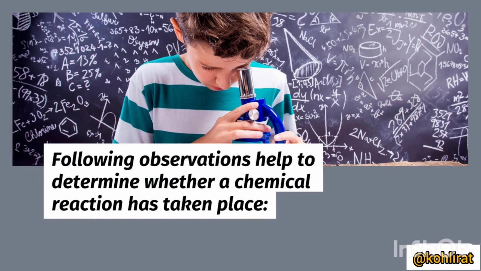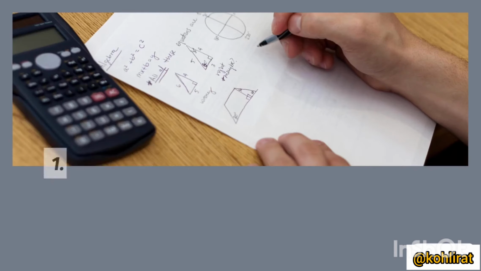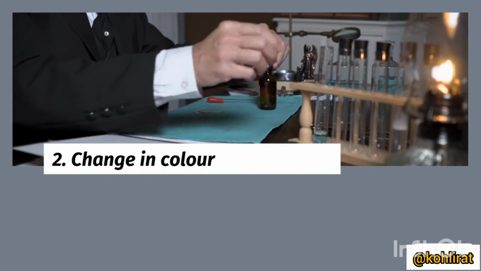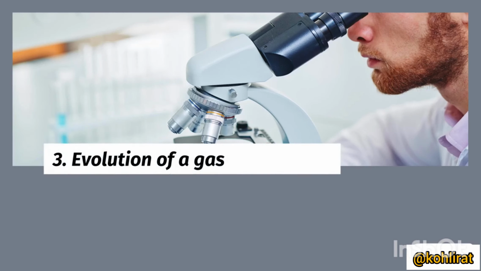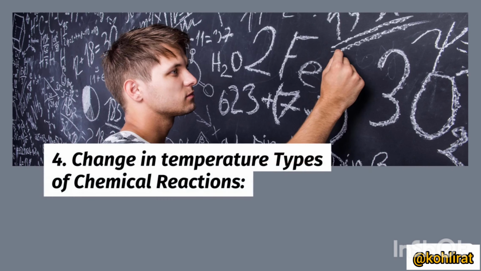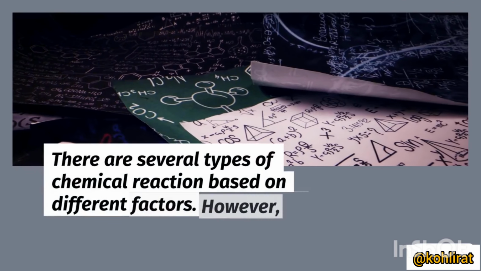The following observations help to determine whether a chemical reaction has taken place. 1. Change in state. 2. Change in color. 3. Evolution of a gas. 4. Change in temperature. Types of chemical reactions.